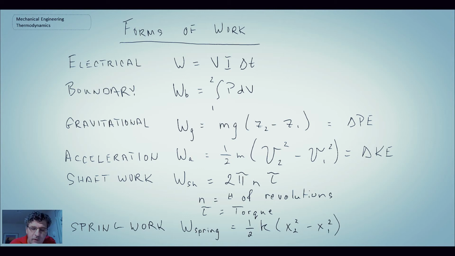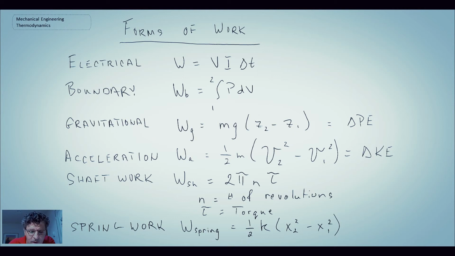Now there are other forms of work that you could have. You could have work due to moving an object in a magnetic field. You could have work due to moving an object within an electrostatic field, for example. You could also have work due to surface tension if you're drawing a system and changing an interface between a liquid and a gas. You would have surface tension effects there. But these are some of the different forms of work that we'll be seeing in this course.